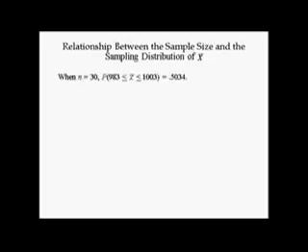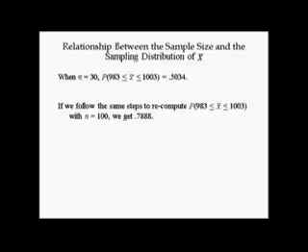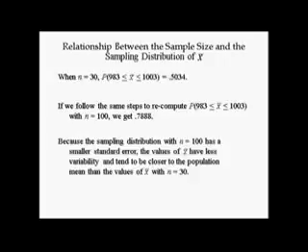When n is equal to 30, the probability that the sample mean was between 983 and 1003 is 0.5034. If we follow the same steps to recompute the probability that the sample mean is between 983 and 1003, with n equal to 100, we get 0.7888. Because the sampling distribution with n equal to 100 has smaller standard error, the values of the sample mean have less variability and tend to hover closer to the population mean.